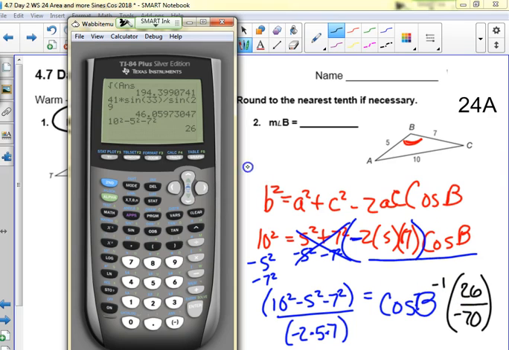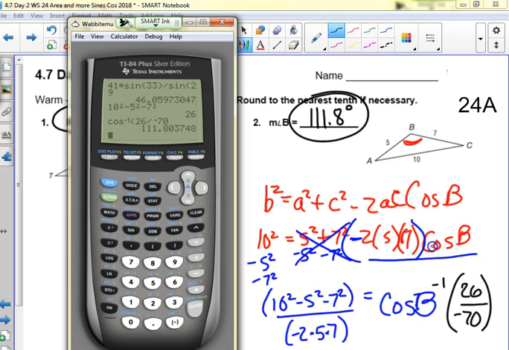So then I'm going to do inverse cosine of 26 divided by negative 70. So I get a nice exact answer. And I get 111.8, which makes sense for this picture. It has to be the biggest angle in the triangle because it's across from the longest side. It doesn't necessarily have to be obtuse, but it makes sense that it could be.